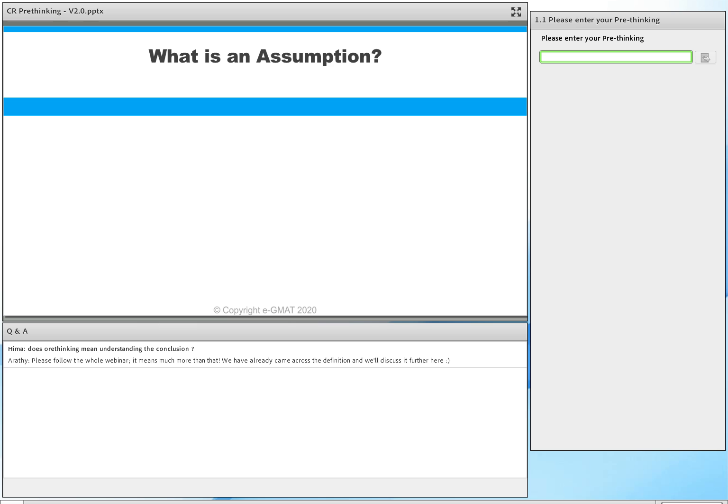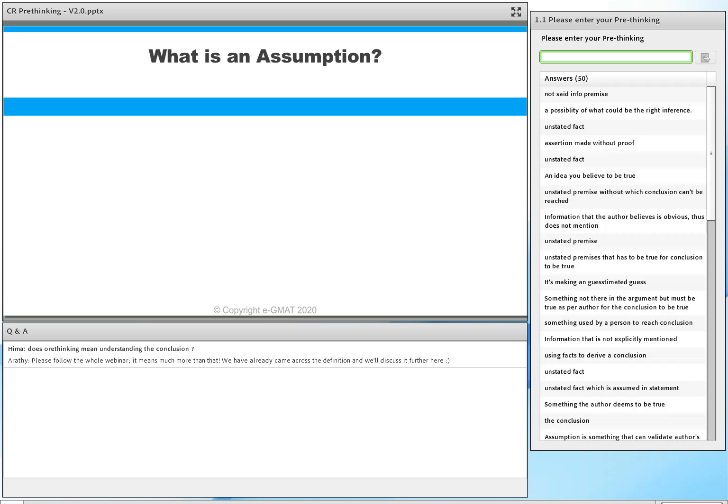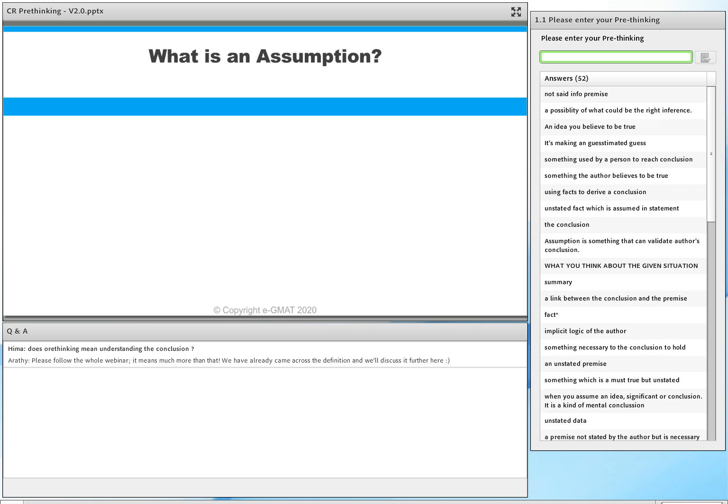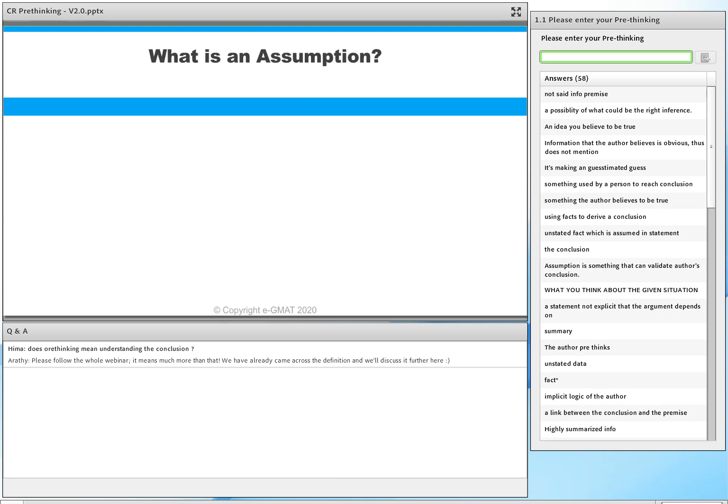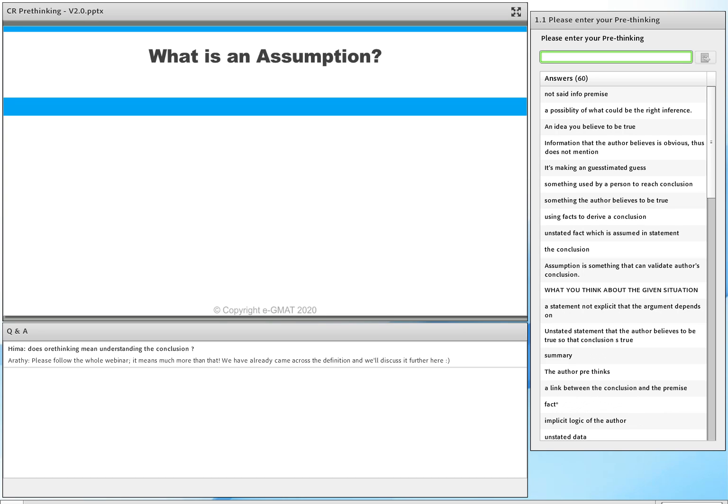About 47 responses. Let me broadcast results. Something which must be true but unstated. That's good. An unstated reasoning in the passage. That's accurate but not precise. It's necessary but not sufficient. And a more precise way of saying that is using facts to derive a conclusion. No, an assumption doesn't need to always be facts.